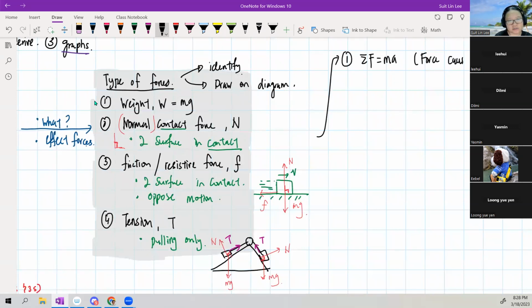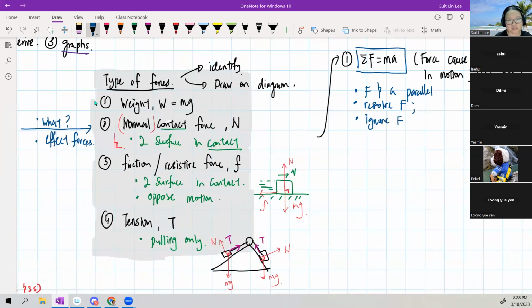Force can cause change in motion. But change in motion here is basically acceleration or deceleration, but in physics, sometimes we just treat it as the same thing. So when using this equation, just a reminder, your F and a have to be parallel. If not parallel, what do? Resolve F. And then we ignore forces that are 90 degrees to acceleration.